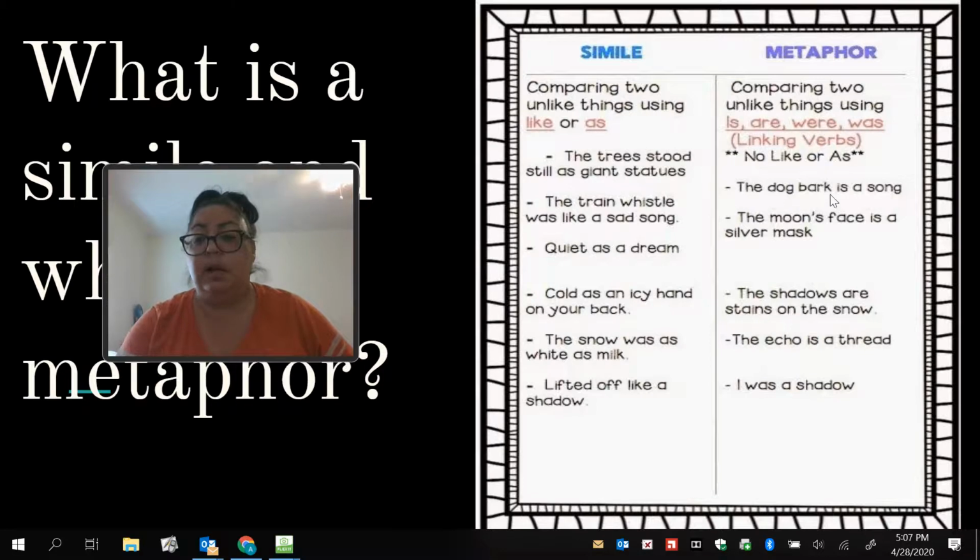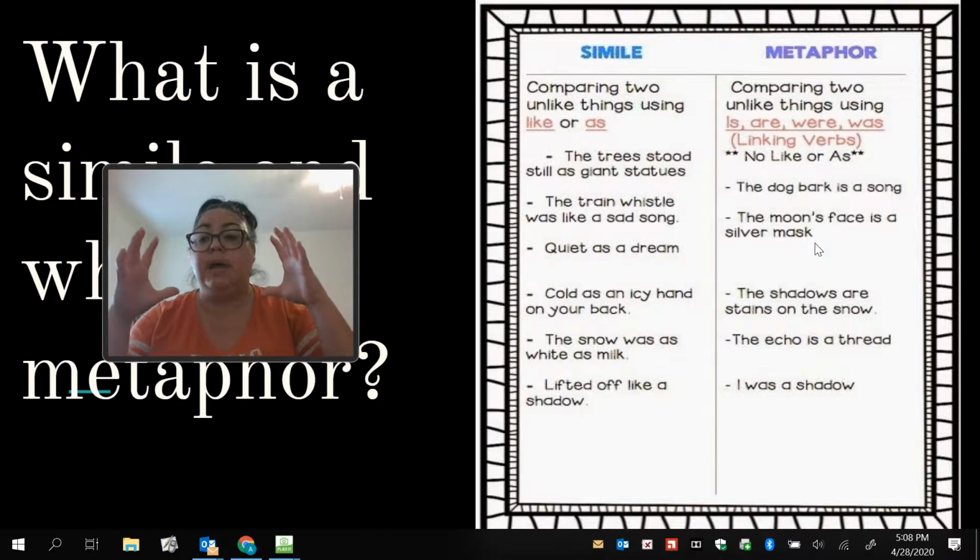The dog's bark is a song. The dog is barking. El perro está ladrando. Okay, so they're comparing the bark to a song. So maybe the dog's bark wasn't very rough and annoying. Maybe it sounded nice. The moon's face is a silver mask. They're comparing la cara de la luna to a mask, como una máscara.